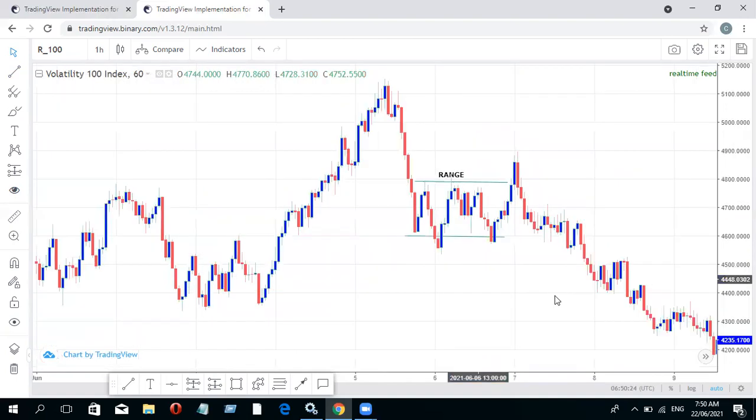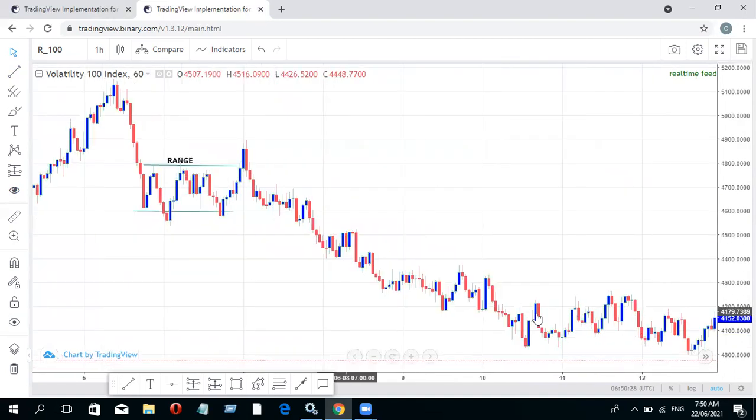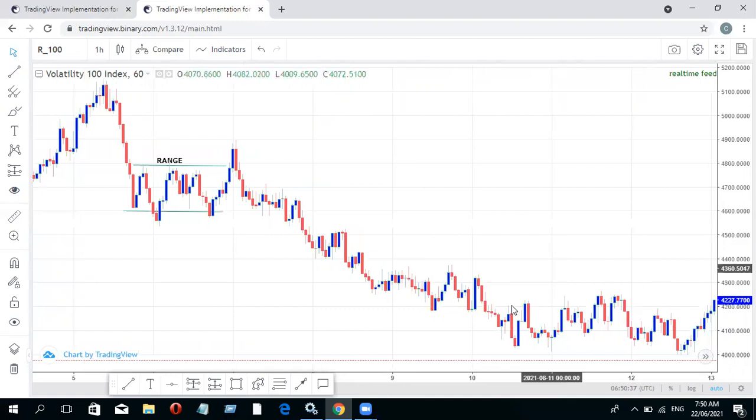So we don't always have choppy markets, but they appear once in a while. When the market does something like this, look at this, there's no clear direction, just going up, going down, going down, going up. This was some kind of choppy market. So that is it.